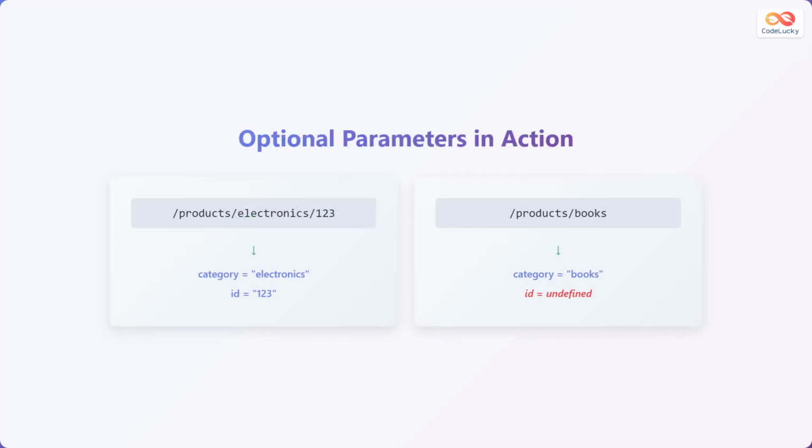Let's examine how optional parameters work with different URLs. If we have the URL /products/electronics/123, the value of the category parameter will be electronics, and the value of the id parameter will be 123. However, if we have the URL /products/books, the value of the category parameter will be books, and the value of the id parameter will be undefined.